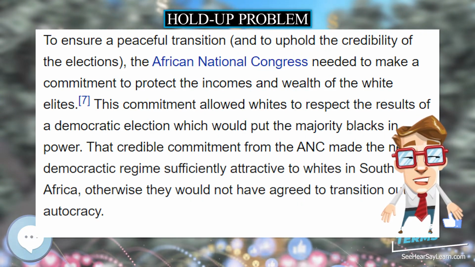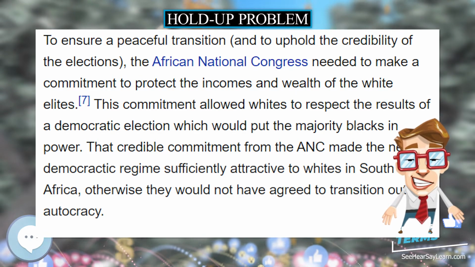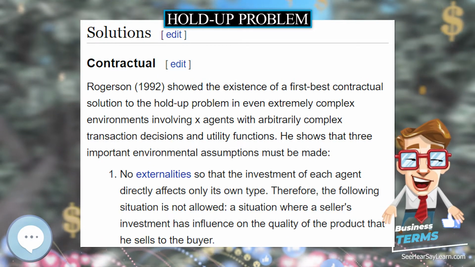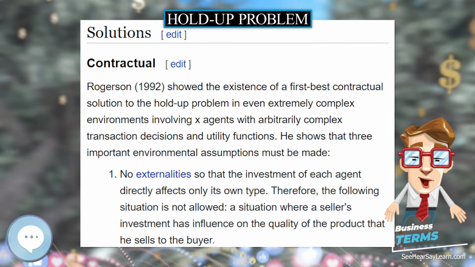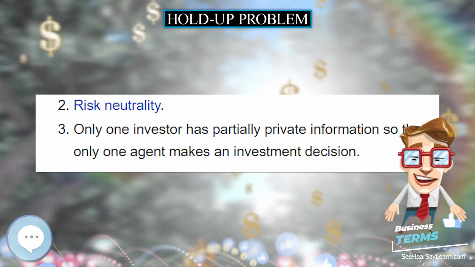To ensure a peaceful transition, and to uphold the credibility of the elections, the African National Congress needed to make a commitment to protect the incomes and wealth of the white elites.